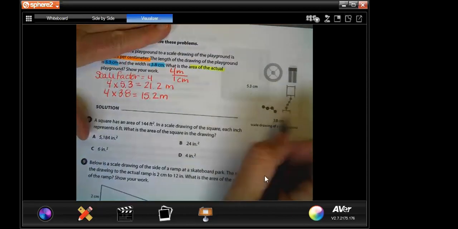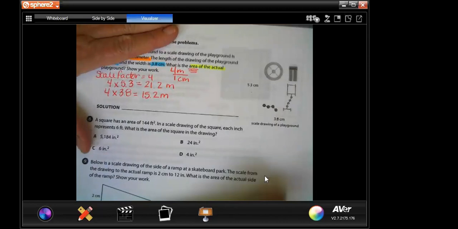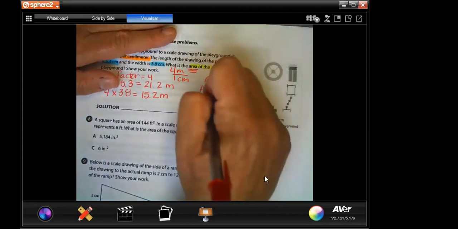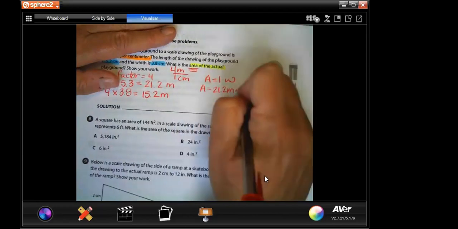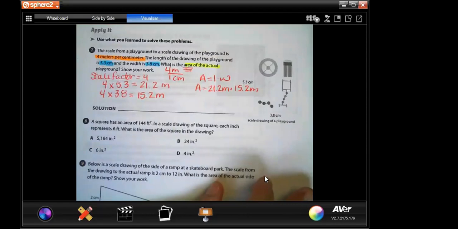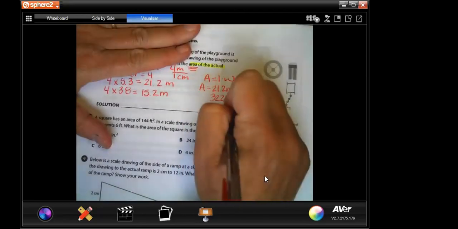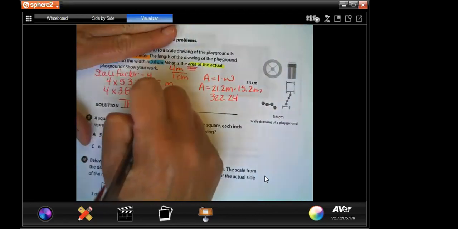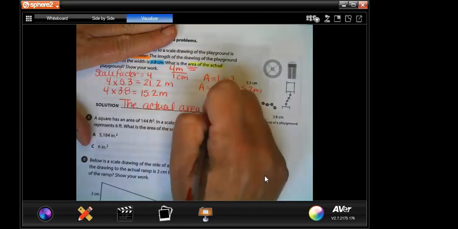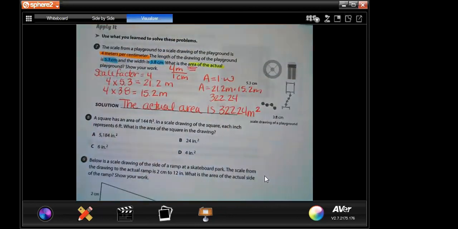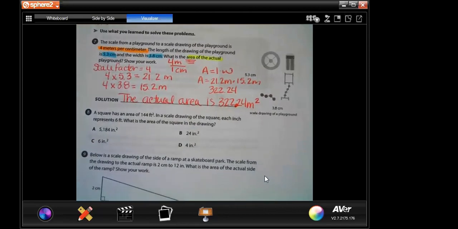Now we look at the shape because we have to find the area. This is a rectangle, so I'm going to use length times width. So area is 21.2 meters times 15.2 meters. And we find out that the area comes out to be 322 and 24 hundredths. So the actual area is 322 and 24 hundredths meters squared. Sorry, my decimal point got a little bit lost right there. Meters squared. Okay, and I will come back and ask you for questions in 1 second.